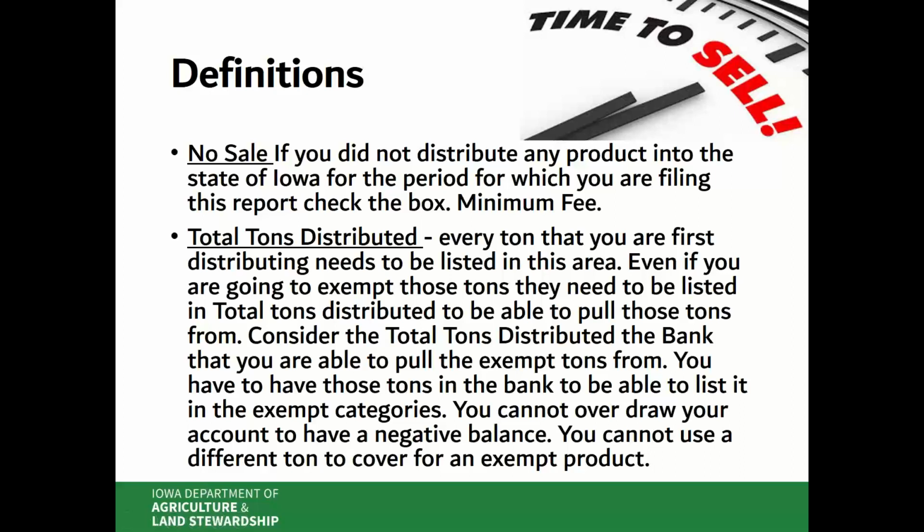So we use this as like a bank analogy. If you go to pull out your tons exempt, so you pull your money out of the bank, you have to have the money in there. So we can't have your balance go negative on the total tons. And then you also can't use a different commodity and then exempt the opposite commodity. So for example, you cannot use DDGs on your total tons distributed, but then exempt out soybean meal. It will still subtract it, so it'll even it out. So we do not allow that, and it will be caught in our auditing process.